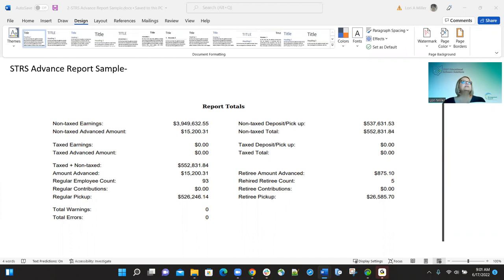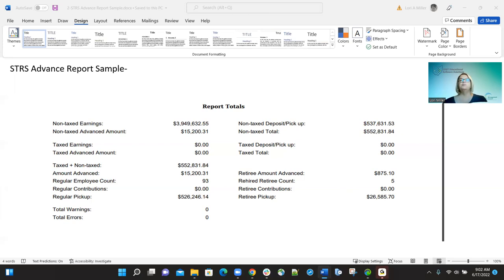So just to keep in mind, the STRS Advance program provides the district with the ability to create different reports. So you've got your advanced report, your not advanced report, and then the annual report that they can actually look at, view, make corrections, et cetera. They're used basically just for verification of all employees that are advancing, not advancing, et cetera. To keep the districts informed, they can run those reports as often as they need to until they process the advance.